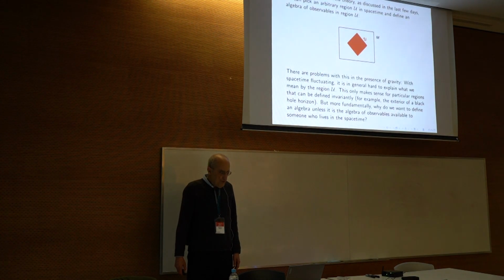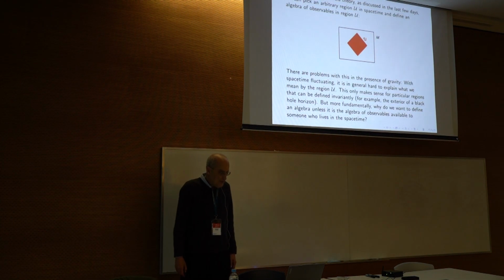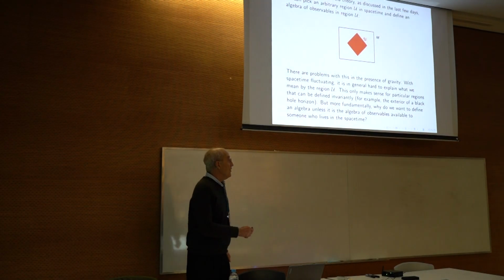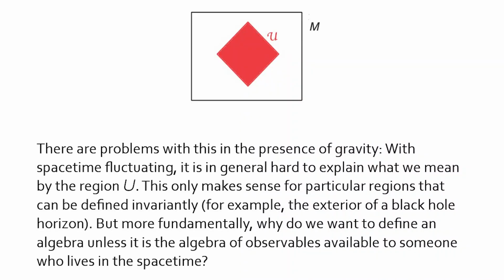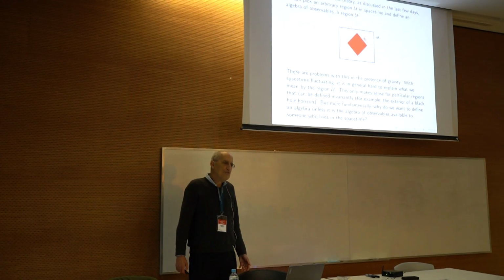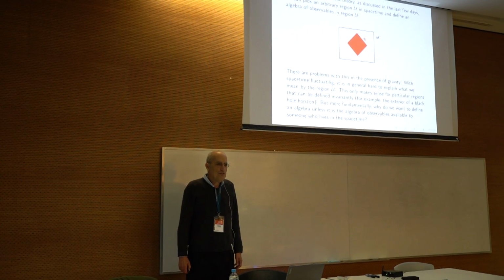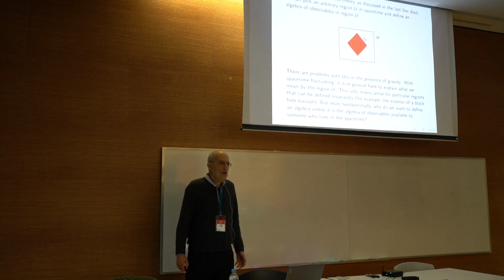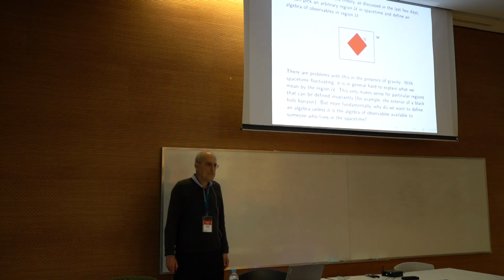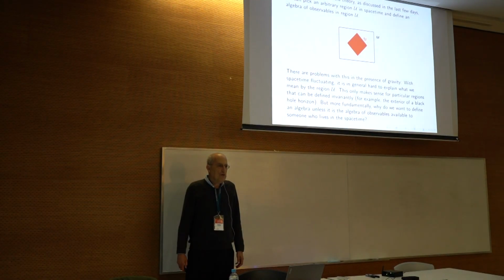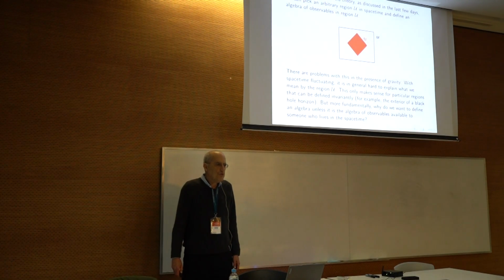But there's a more fundamental question. Why do we want to define an algebra unless it's the algebra of observables available to someone who lives in the space-time? In ordinary quantum field theory, when we do this, we're imagining an observer outside the space-time who's probing the space-time but only in the region U. Why the observer does that is up to that person. But in any event, the laws of quantum field theory allow us to envisage what could be done by an observer who has that capability and no further capability. In gravity, the only analogous thing to do is to define an algebra that describes measurements that can be made by an observer who lives in the space-time.